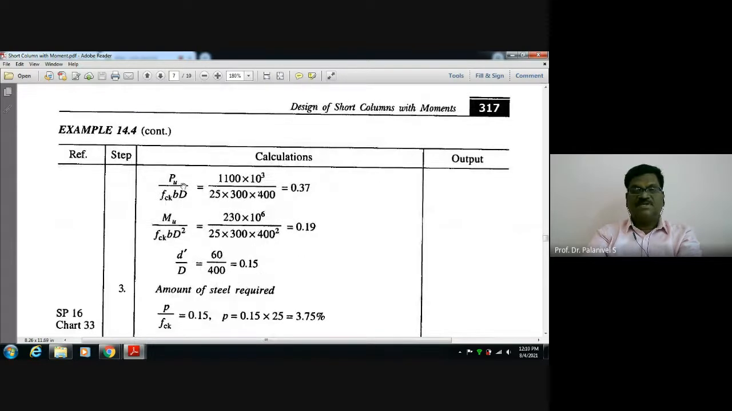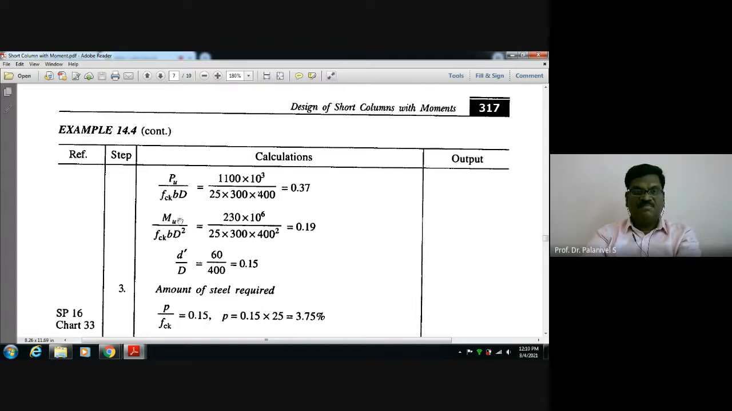So what parameters are required to refer to the interaction diagram? Pu by fck bd, this parameter is required, and it is computed. Pu is given as 1100 kN converted to N, divided by fck, which is 25 N/mm², M25 grade concrete, into b, which is 300, and D is 400. That equals 0.37.